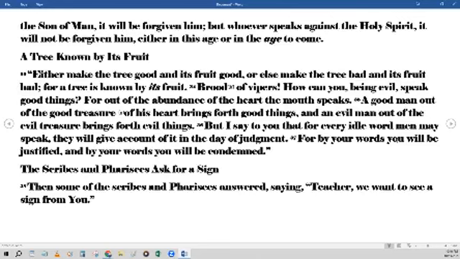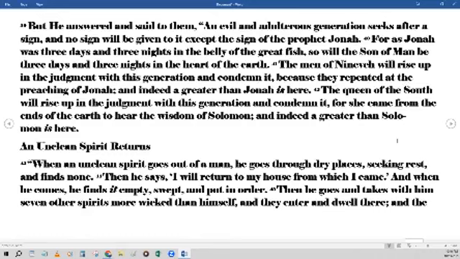The scribes and Pharisees asked for a sign. Then some of the scribes and Pharisees answered, saying, Teacher, we want to see a sign from you. But he answered and said to them, An evil and adulterous generation seeks after a sign, and no sign will be given to it except the sign of the prophet Jonah.